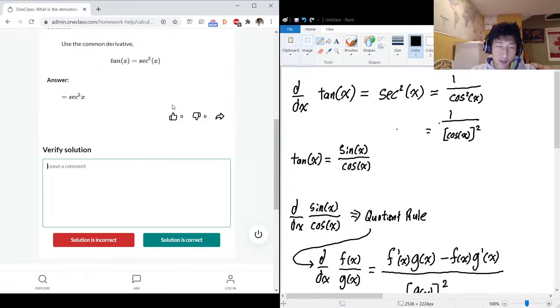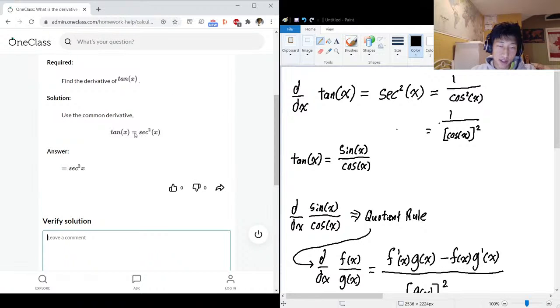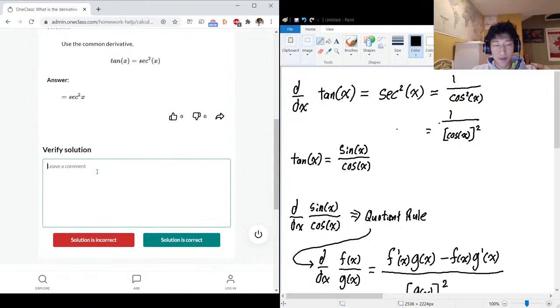Yeah. So our answer here, that is on OneClass, we got secant squared of x. Looks about right. That's great. So let's leave a comment saying the above solution is correct. Super cool. It is correct, but maybe if we add some more detail, it could help us understand this concept much deeper. But that would conclude this question.